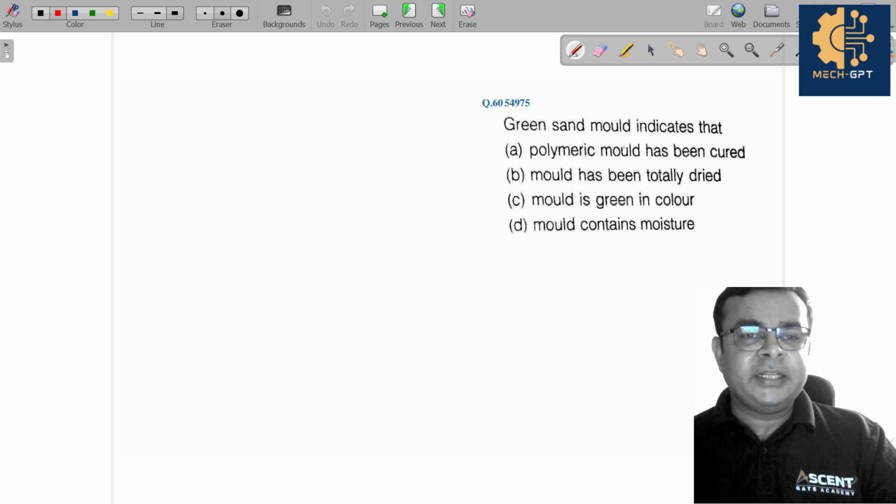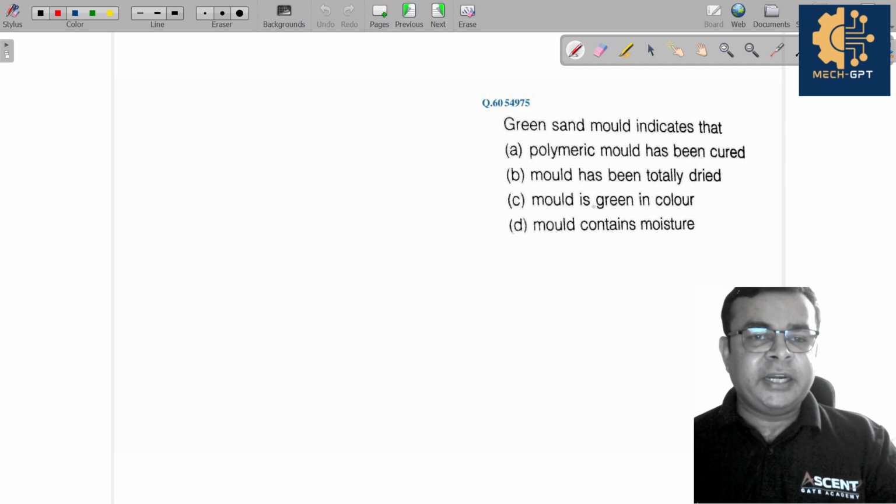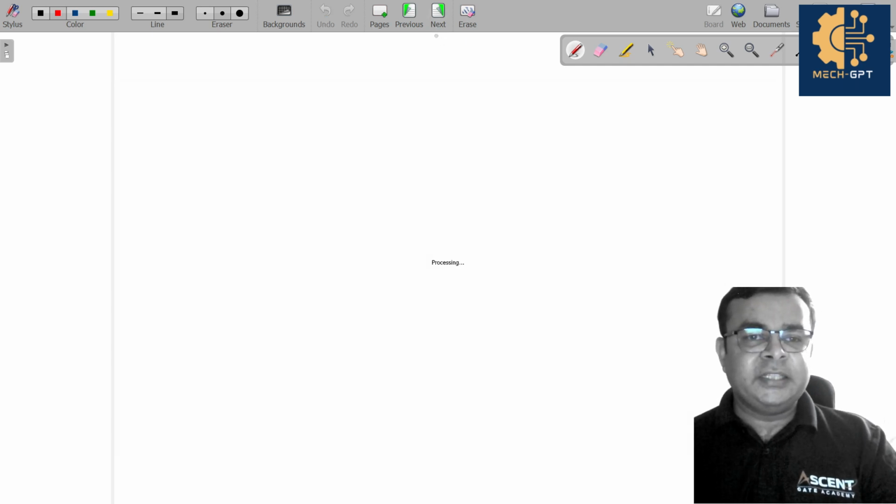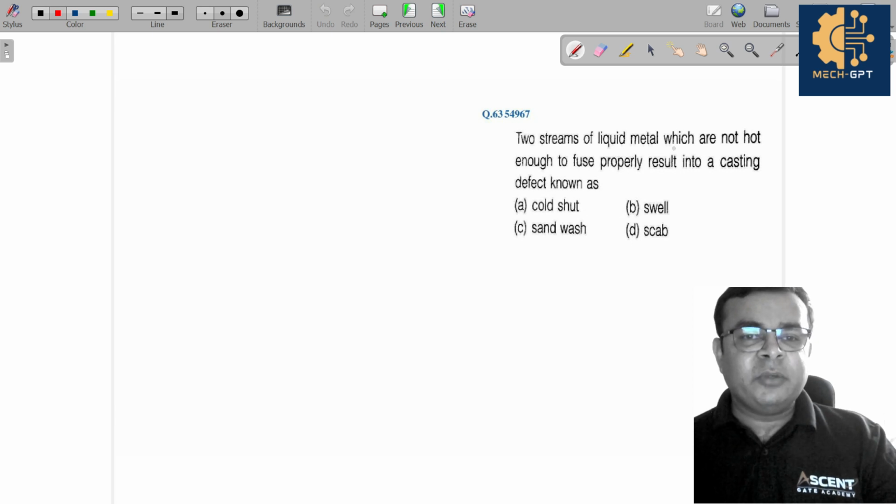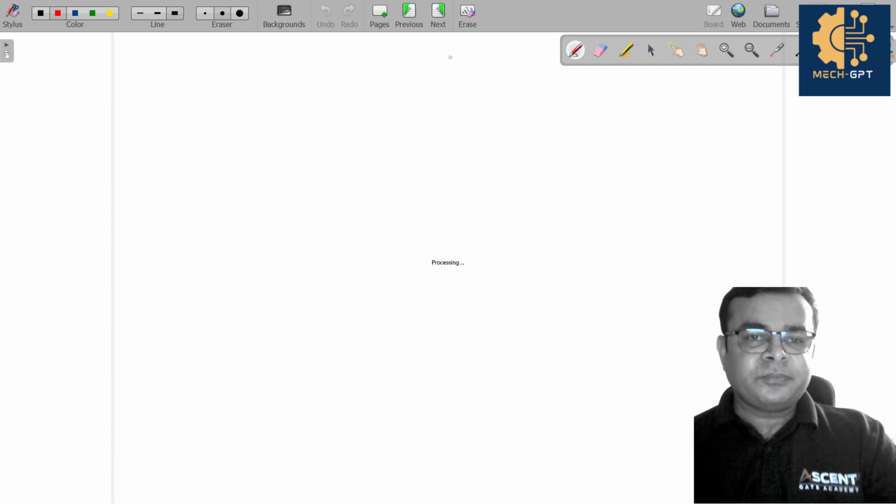Green sand mold indicates that the sand mold has not been dried. The mold is not green in color. Moisture containing sand is called green sand. Is it clear? Two streams of liquid metal which are not hot enough to fuse properly, this is the cold shut defect, and many times I already told you.